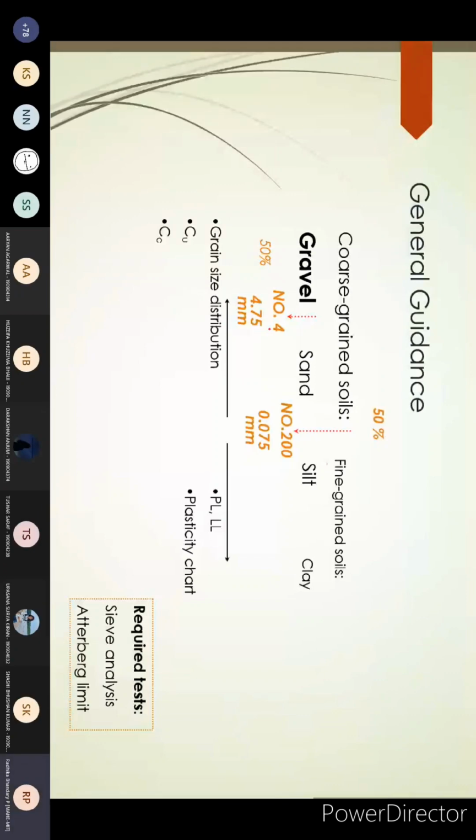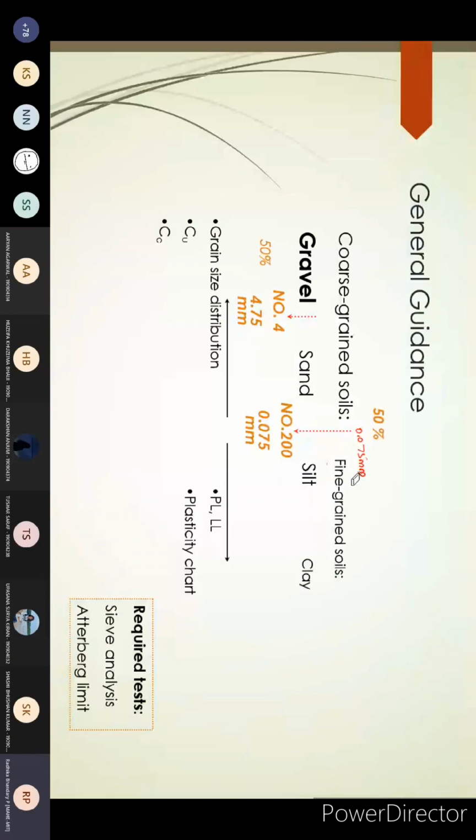But now the first classification is whether the soil is coarse grain or fine grain. And if it is coarse grain, how can we say whether it is gravel or sand. For coarse grain and fine grain, it is 0.075 mm particle size, and for gravel and sand, it is 4.75 mm particle size.